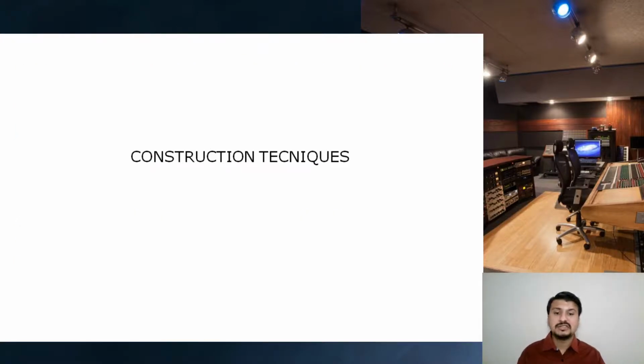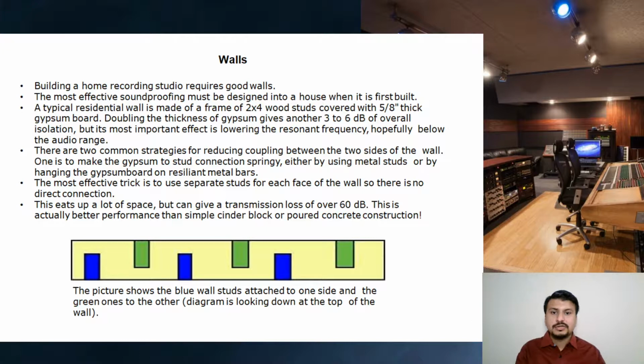Now let's see the construction techniques. What are the construction techniques that you keep in mind? The wall technique: the building of a home recording studio requires a good wall. The most effective soundproofing must be designed into a house when it is first built. A typical residential wall is made up of a frame of 2 by 4 wood studs covered with 5/8 inch thick gypsum board. Doubling the thickness of the gypsum gives another 5 to 6 decibels of overall isolation.